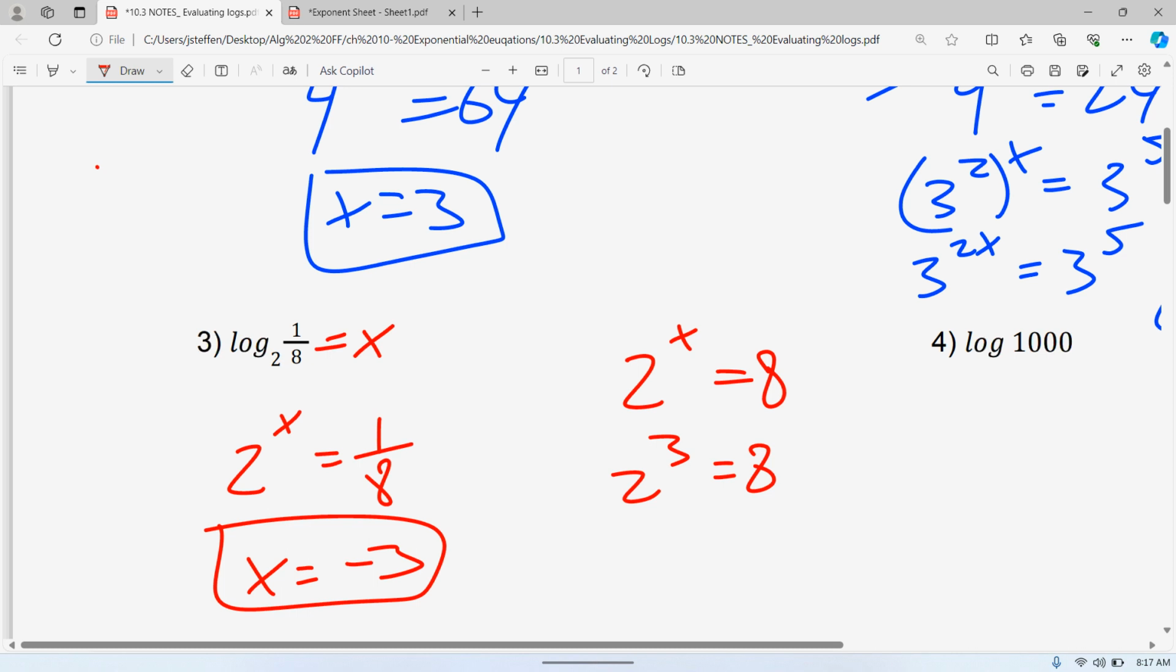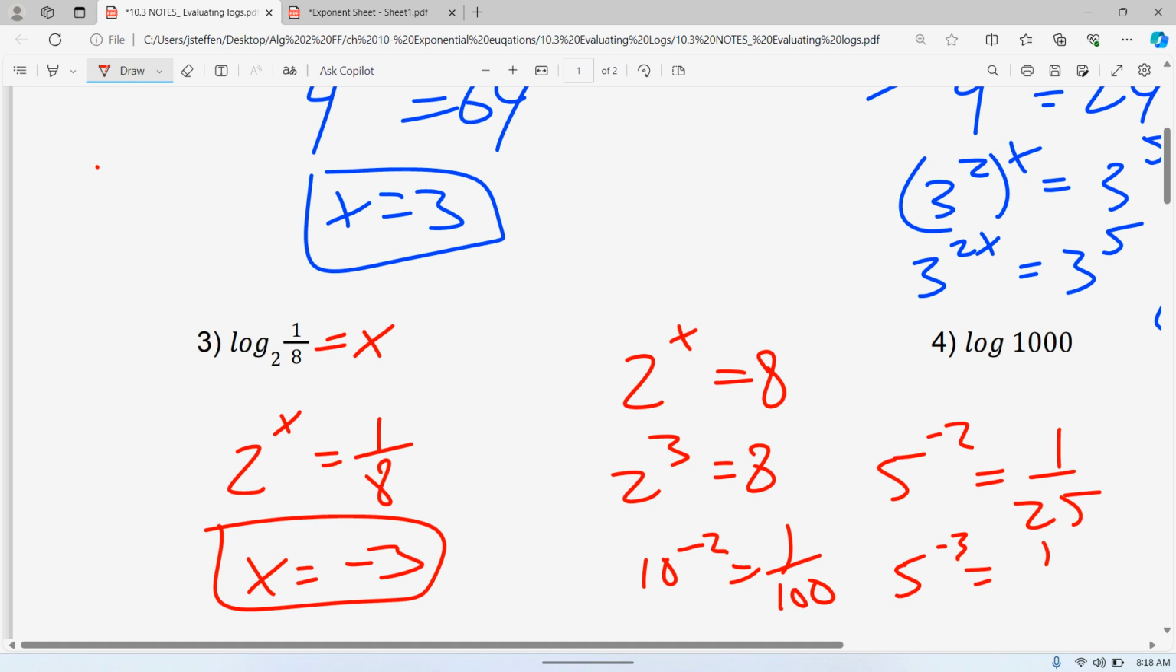And just really quickly, following that pattern, if I had 5 to the -2nd power, it'd be 1 over 25. 10 to the -2 would be 1 over 100. And that is one that a lot of people miss. 5 to the -2nd is a fraction, 1 over 25. 5 to the -3rd is 1 over 125. Anytime you have a negative exponent, that makes it into a fraction.